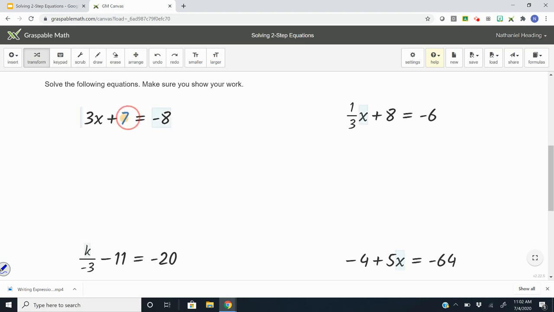So I'm going to grab the 7. I'm going to bring it over, and notice it turns to a minus 7 because I want to undo it. So I subtract 7 from both sides. Let's do that calculation. So that gives me negative 15.